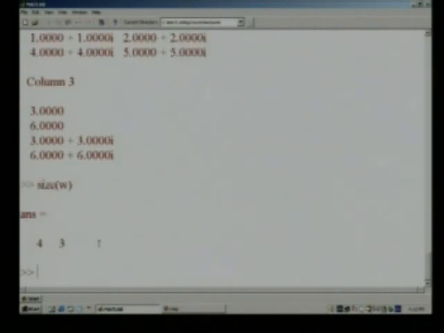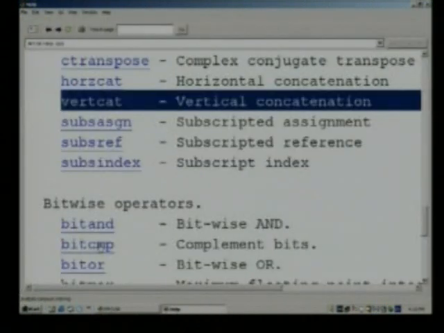So one is called horizontal. That means there are two: 2 by 3, 2 by 3. So it became 4 by 3. So it was called horizontal concatenation. The other one is called vertical concatenation.